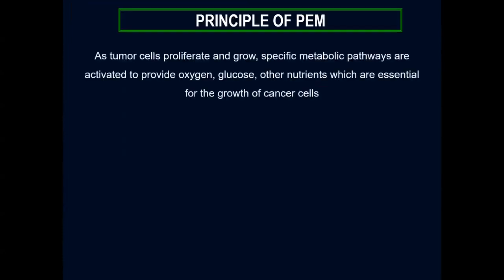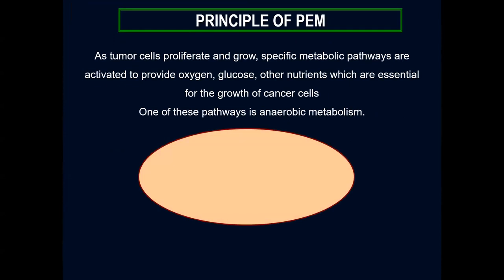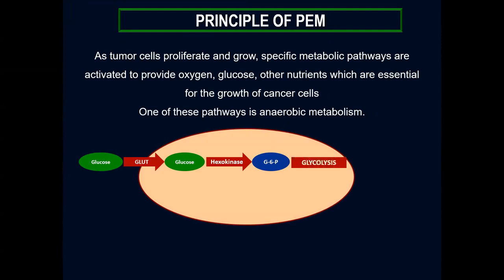As tumor cells proliferate and grow, specific metabolic pathways are activated to provide oxygen, glucose, and other nutrients, which are essential for the growth of cancer cells. One of these pathways is the anaerobic metabolism. The glucose is taken up by the cells by the glucose transporter, and inside the cell, it becomes subjected to the hexokinase, which changes it into glucose-6-phosphate, which undergoes glycolysis in the anaerobic pathway.